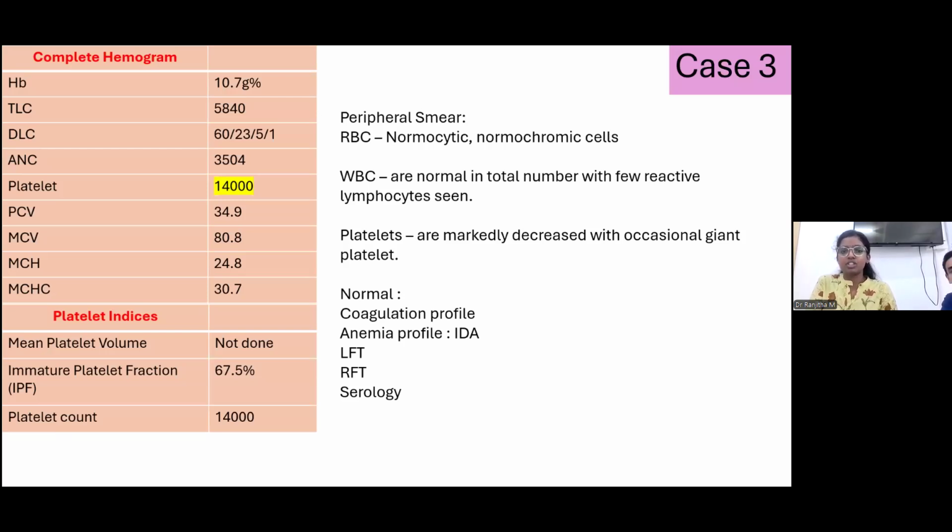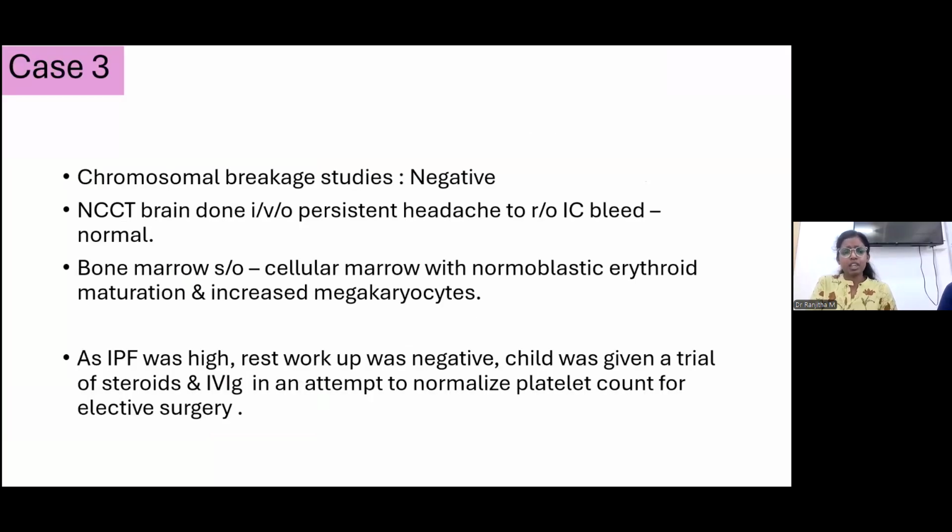And peripheral smear showed normal RBC and WBC morphology with few reactive lymphocytes, and platelets were markedly decreased with occasional giant platelets noted. On other evaluation, coagulation profile was normal, LFT, RFT, and serology were normal. Anemia profile revealed iron deficiency anemia.